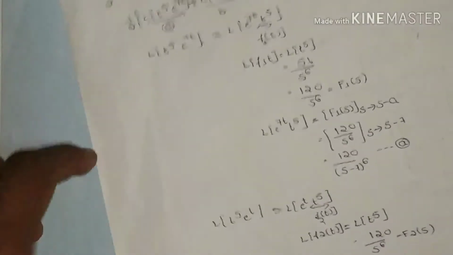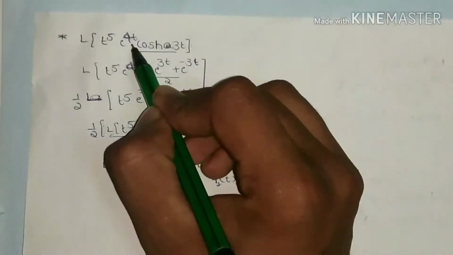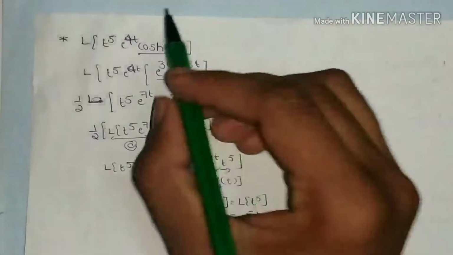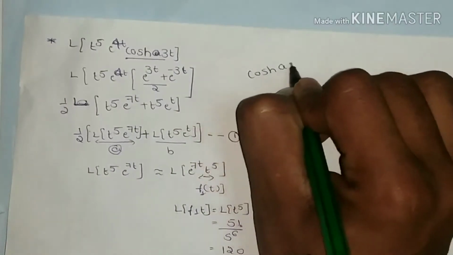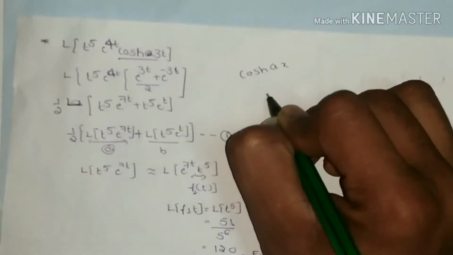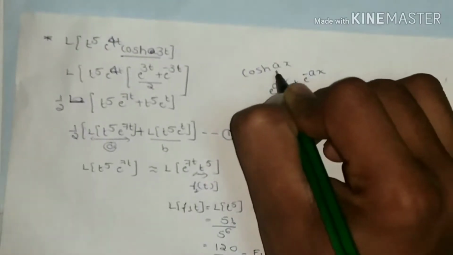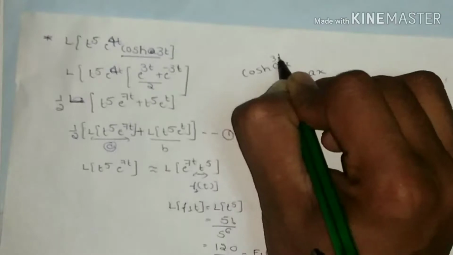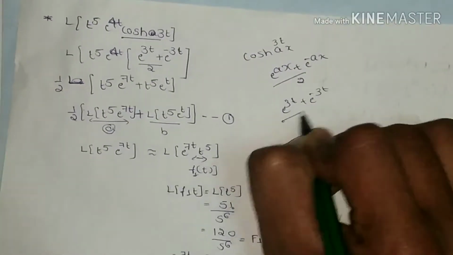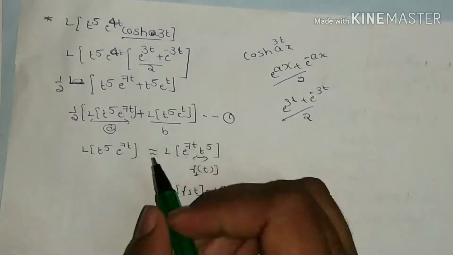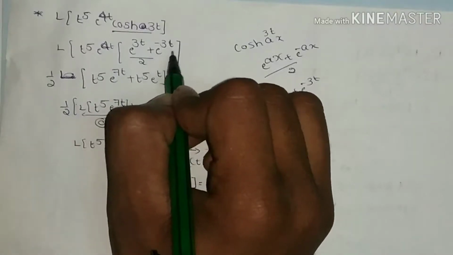Second one: Laplace of t raised to 5 e raised to 4t cos hyperbolic 3t. Let us simplify. We know the standard formula: cos hyperbolic ax is e raised to ax plus e raised to minus ax divided by 2. In place of a here 3, and in place of ax here 3t, so it becomes e raised to 3t plus e raised to minus 3t divided by 2. Here we need the Laplace transform of t raised to 5 e raised to 4t into e raised to 3t plus e raised to minus 3t divided by 2.